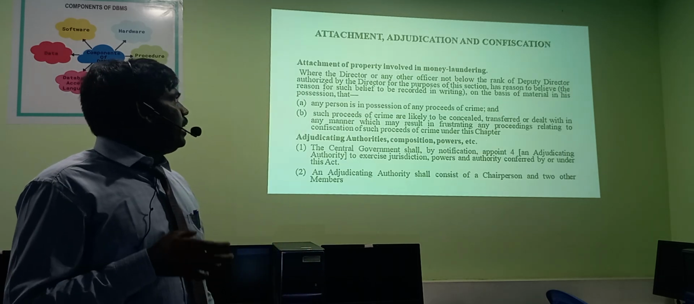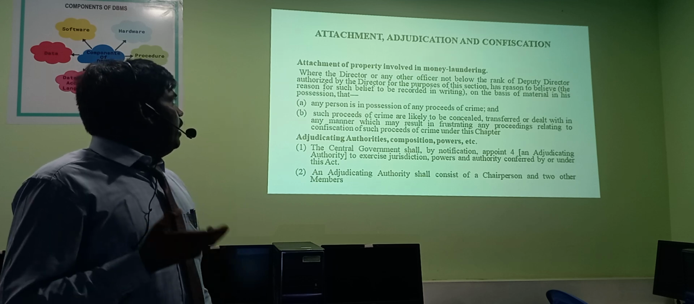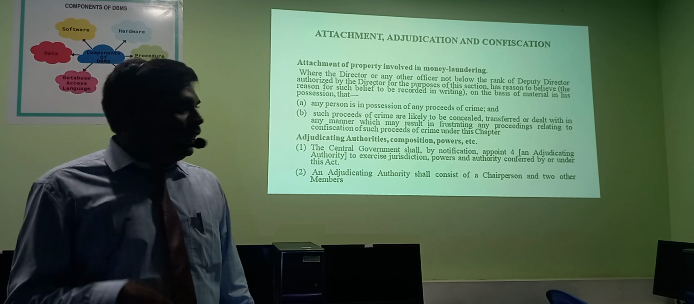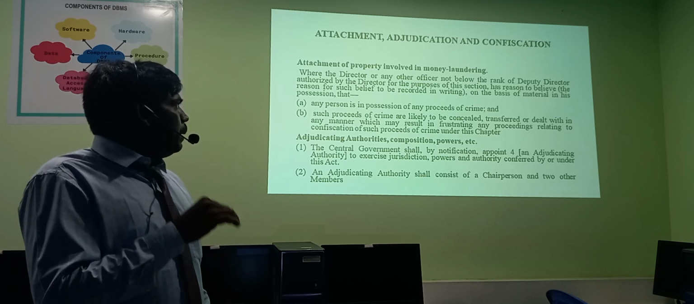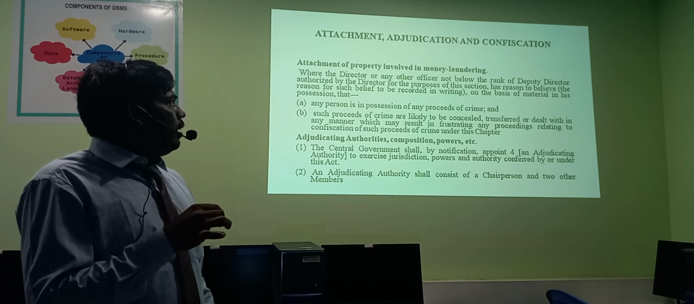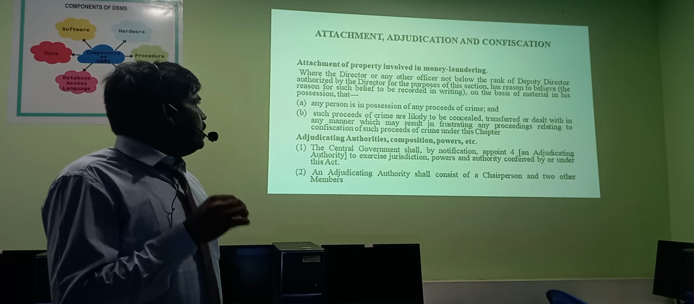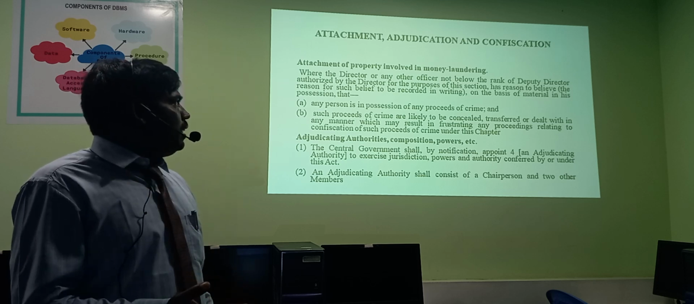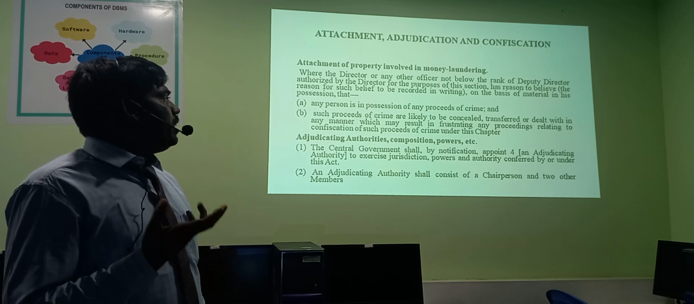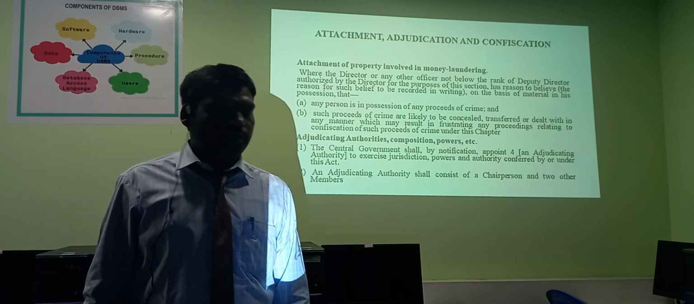Next, attachment, adjudication and confiscation. Attachment of property involved in money laundering: wherever the director, or any officer not below the rank of deputy director, has reason to believe that any person is in possession of any proceeds of crime, and second, that such proceeds of crime are likely to be concealed, transferred or dealt with in any manner which may frustrate proceedings relating to confiscation under the Money Laundering Act.